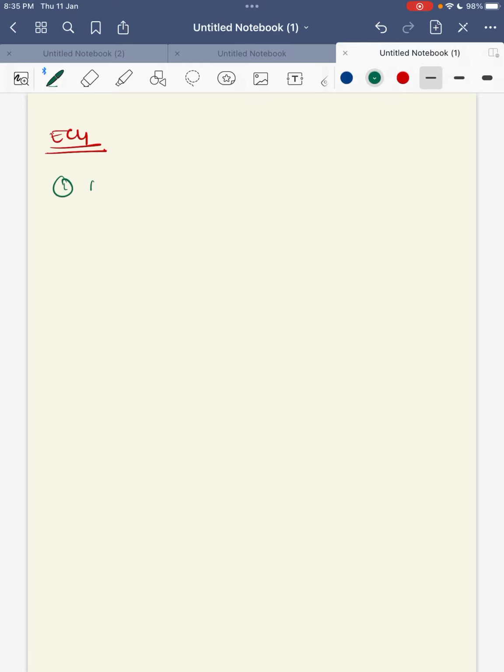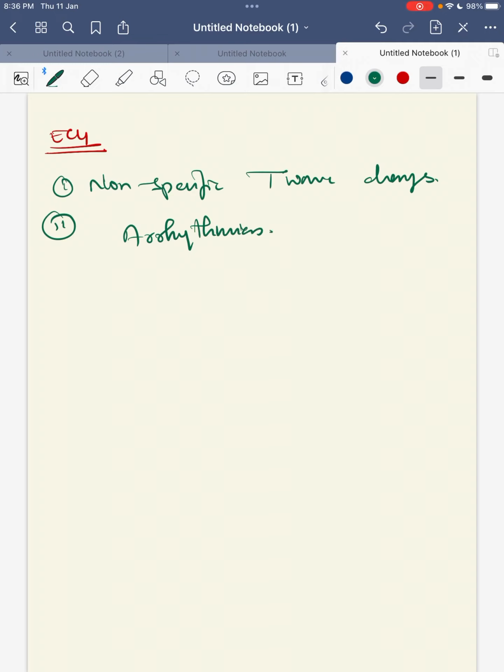The ECG changes that you can see are non-specific T wave changes, and the child can present with arrhythmias. It can be ventricular or atrial arrhythmias. You can also have left ventricular hypertrophic changes. In chest X-ray, you will have cardiomegaly with pulmonary vascular congestion or pulmonary vascular prominence.